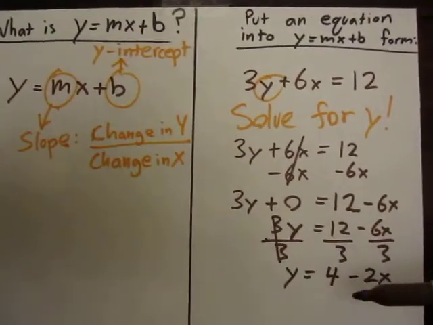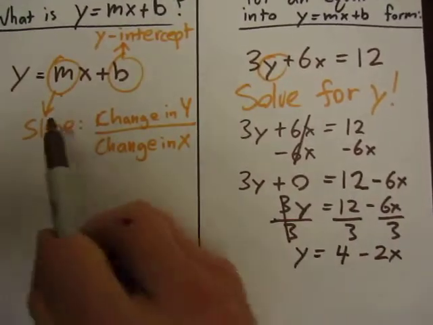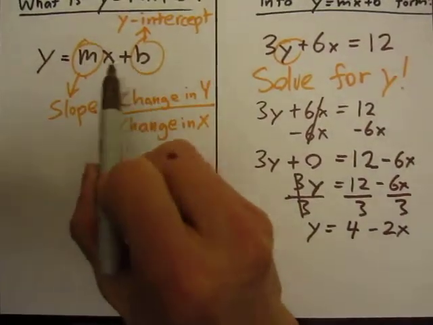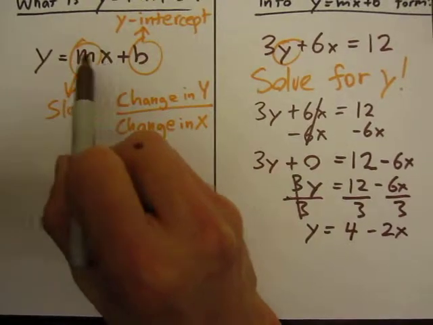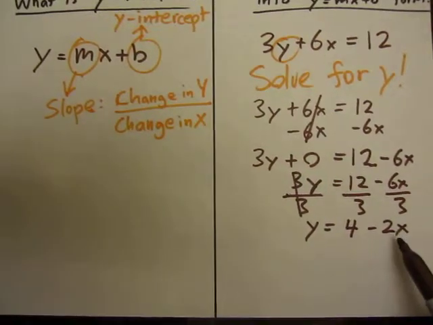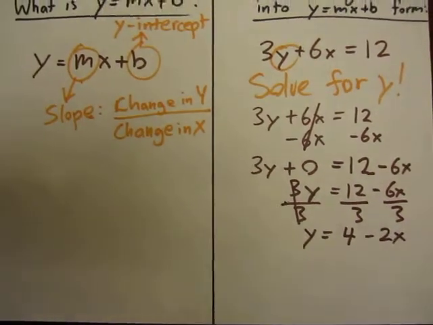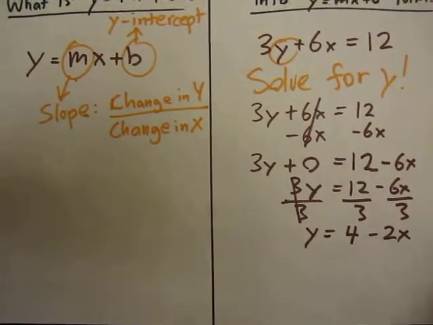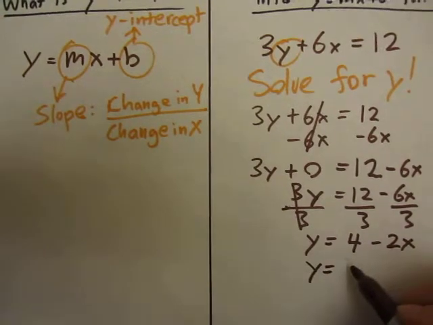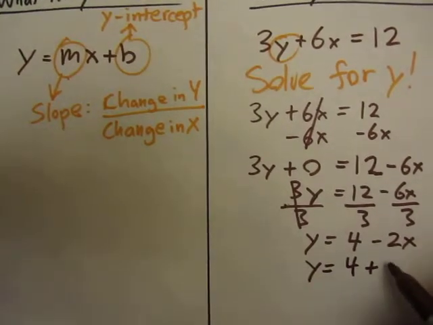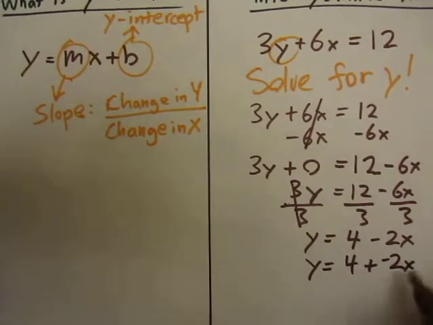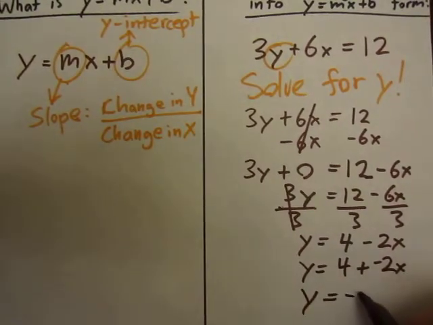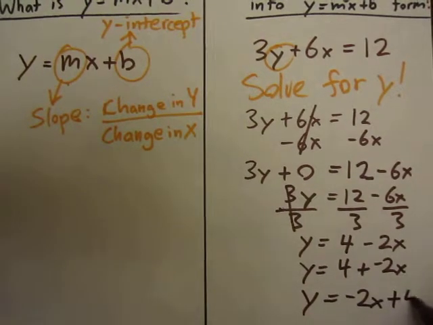Now I'm really close to my form. Remember, we want to get into the form y equals mx plus b. Notice the term with x is in front, so I need to move that around. In order to do that, I need to make sure that this is not in subtraction, it's in addition. So this is y equals 4 plus negative 2x, and now I can rearrange these terms. y equals negative 2x plus 4.